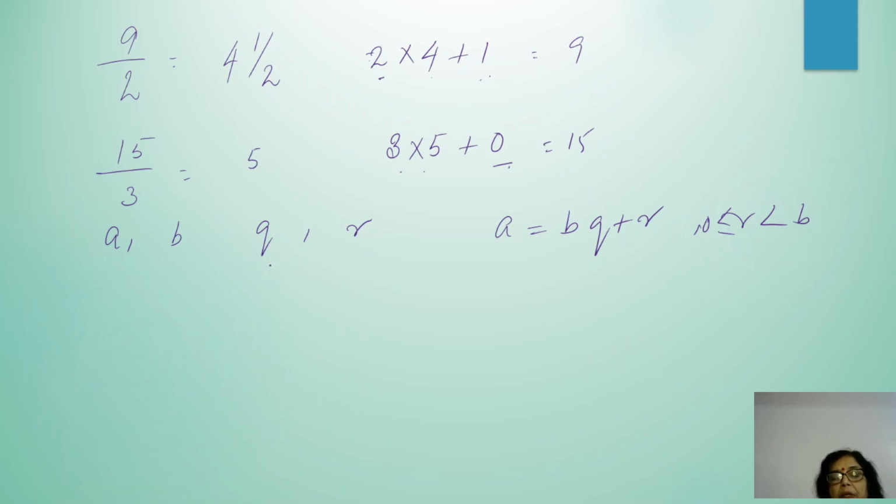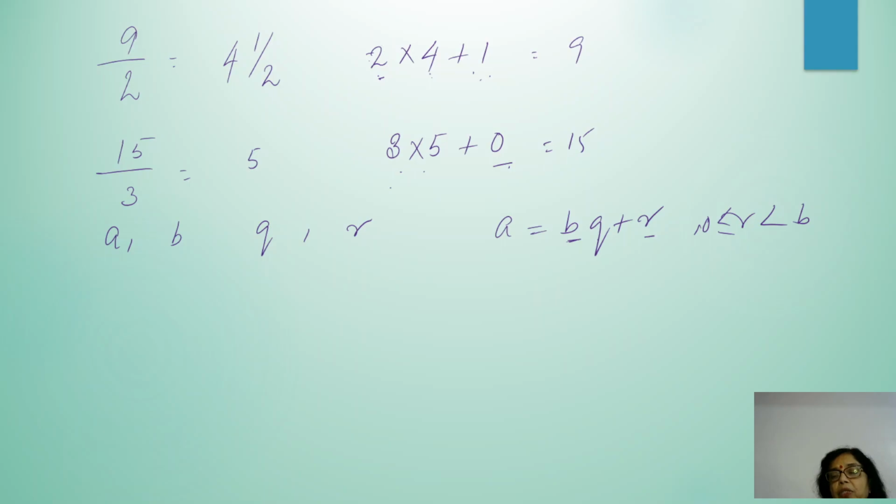It says that for positive integers, a has to be greater than b, and if you divide a by b, this is the divisor, this is the quotient, this is the remainder. R has to be less than b, greater than or equal to 0. So this is the statement of Euclid's division lemma. If we check from here, this is divisor into quotient plus remainder. So this is what has been compiled in the form of Euclid's division lemma.